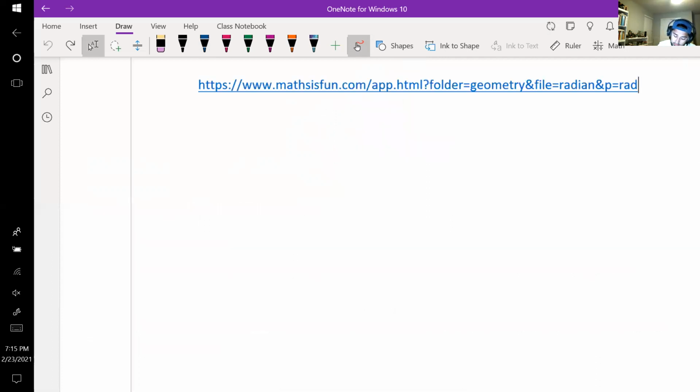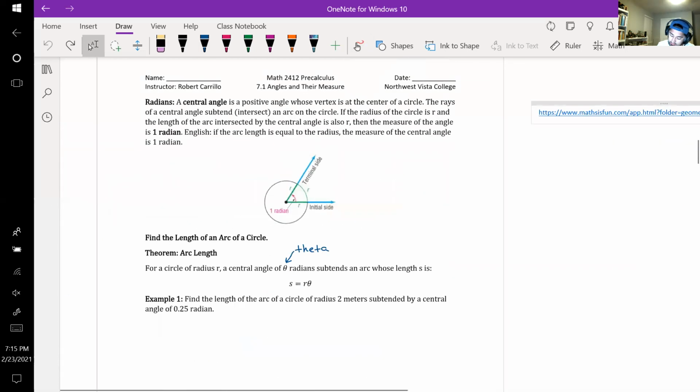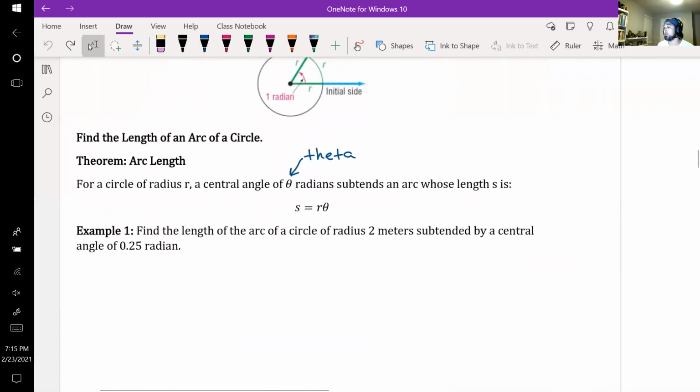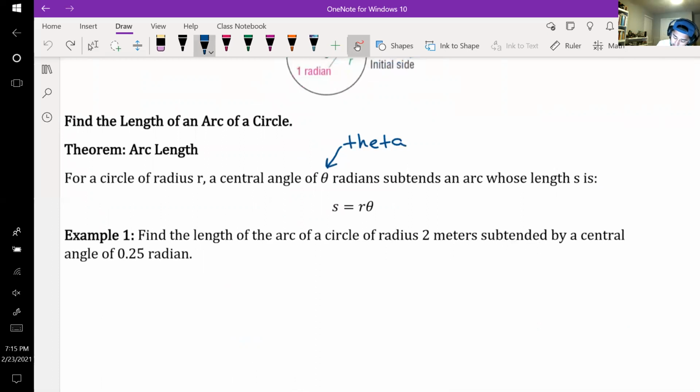Hang on, technical difficulty. There we go. So s equals r times theta. Example 1, let's go ahead and try it. Find the length of the arc of a circle of radius 2 meters subtended by a central angle of 0.25 radians. All this is giving us is a radius of 2 meters and a value of theta of 0.25 radians, and this just wants us to find the arc length. So this is what we're looking at.